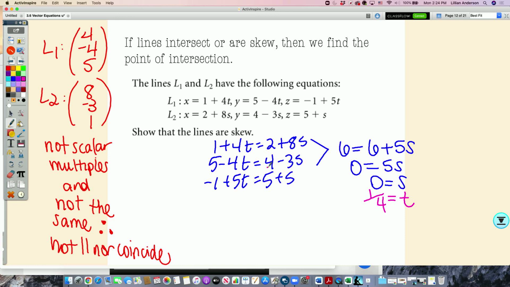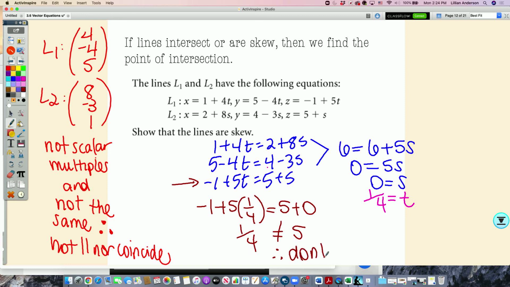So, how do you show that they do not intersect? That last equation that you did not use, when you plug in the value for s and the value for t, they should not equal the same thing, okay? They should not equal the same thing. So when I plug this in, we can already see that 5 does not equal 1/4. So therefore they do not intersect, which means that they have to be skew.